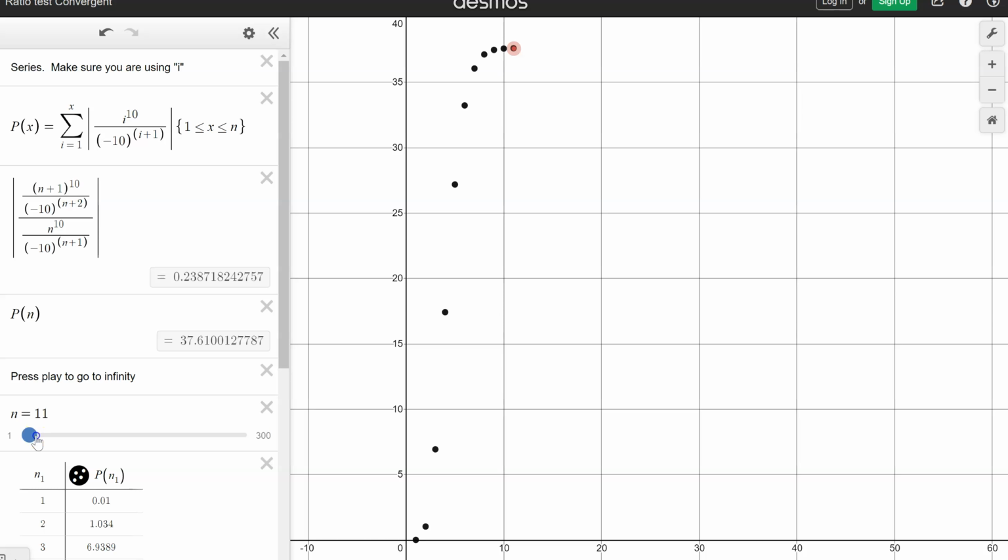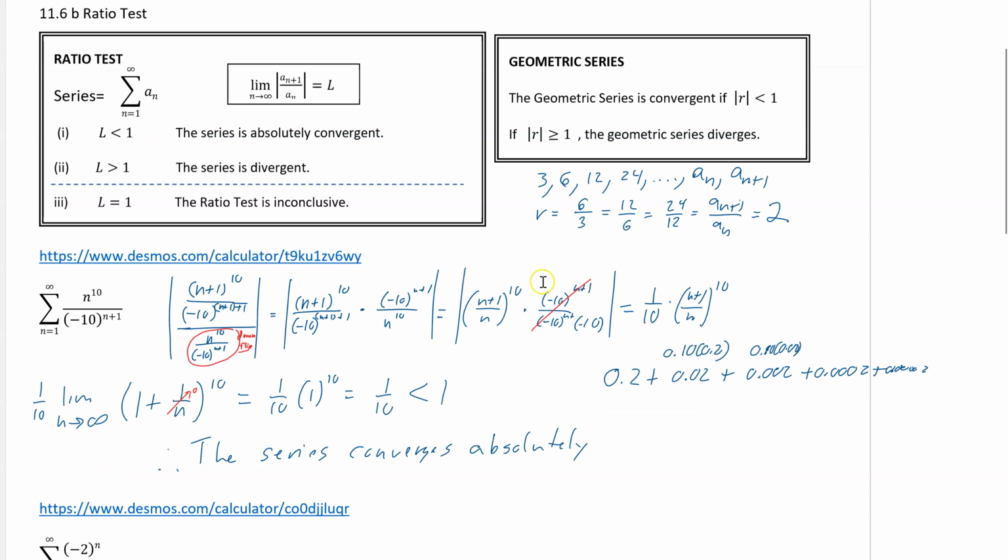We have 37.6, and then those were changing, and now they've pretty much stopped, and now it's all the way down here. So by the time we get here, it's only 1/10 of something that's really, really small already. It's not going to change much. So that's the whole idea. We're creating a ratio and looking at it and basically using our geometric series on these.